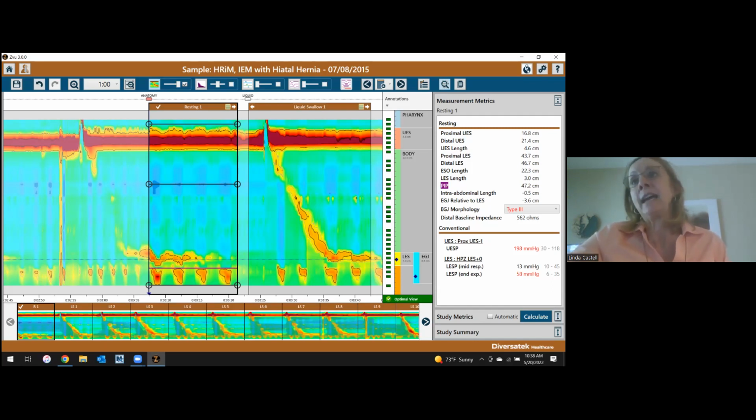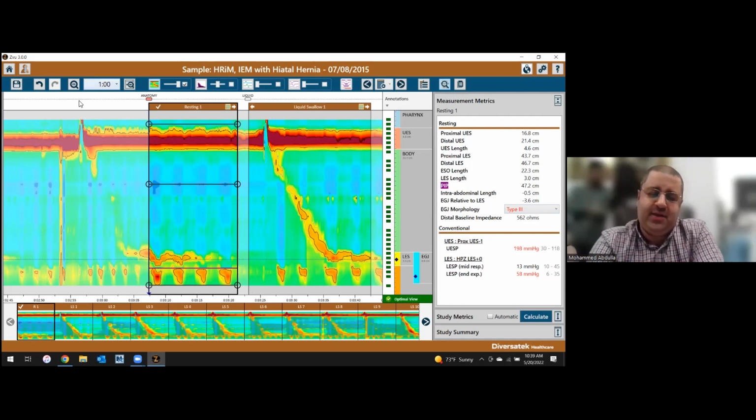So this is a really tiny hernia, 0.5 centimeters, and the EGJ morphology is a type 3. That means there's separation between the LES and the diaphragmatic pinch, with the hernia in between. Type 2 is where the diaphragm would be right at the bottom of the LES, and type 1 is normal, where the diaphragm is in the middle of the LES. So did that answer your question about the hiatal hernia?